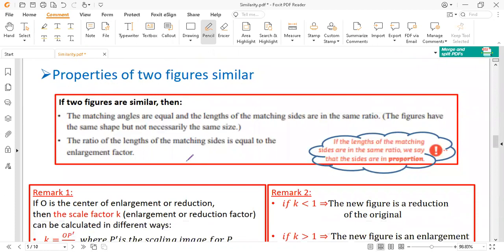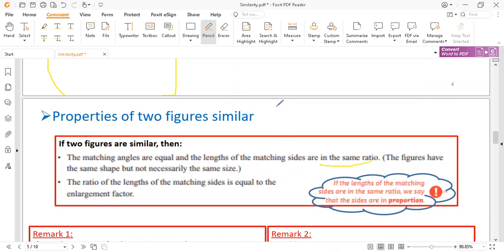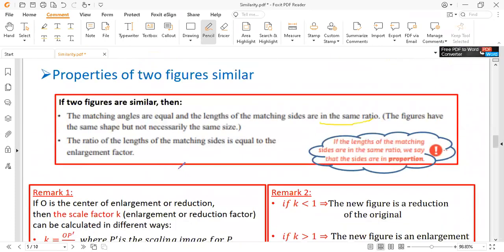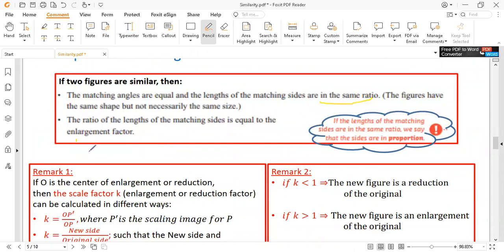What are the properties of two similar figures? If we have two similar figures, then the matching angles are equal and the lengths of the matching sides are in the same ratio. That is what we explained before: all the matching sides are in the same ratio, equal to the scale factor. The ratio of the lengths of the matching sides is equal to the enlargement factor.